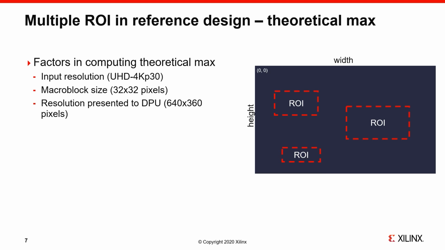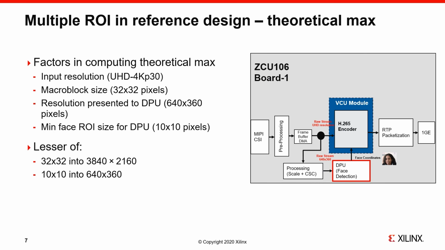The image resolution presented to the DPU: the DPU is running the dense box 640 by 360 model in our reference design. The minimum face detection size for the DPU is 10 by 10 pixels. Considering this combination of input resolution and macro block size versus the resolution presented to the DPU and min ROI face size for the DPU, our theoretical max bounds will be based on the DPU portion of our system. So the theoretical maximum detectable regions of interest would be the most 10 pixel by 10 pixel non-overlapping faces you can fit into 640 by 360 pixels, which is 2,304.